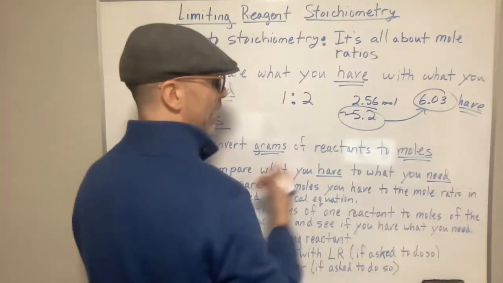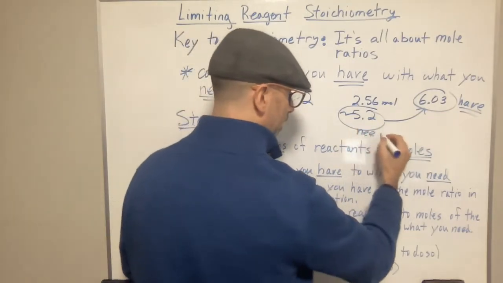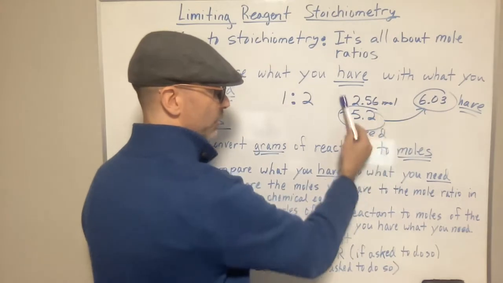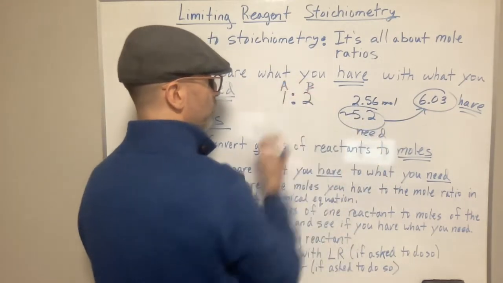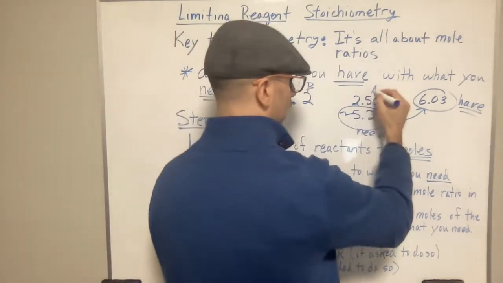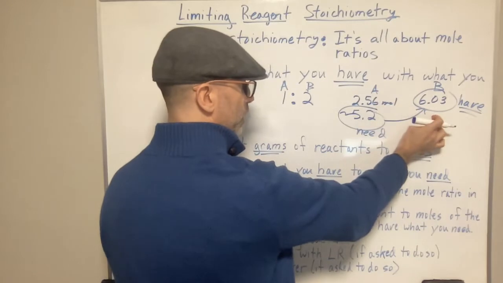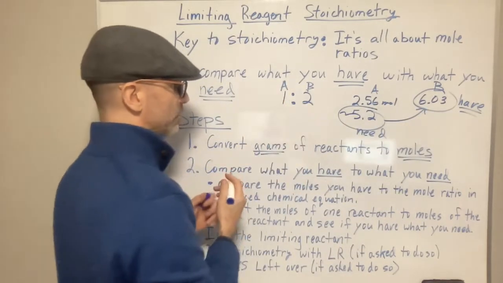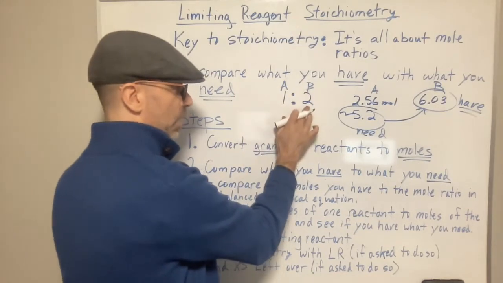This is what they gave me for my second reaction. This is what I need. So this is what I need to react with this many moles of A, right? Let's say this is A and this is B, and this is A and this is B. This is my actual moles that they gave me, and this is my ratio for my balanced equation. You could see that for every one of A, I need double the amount of B.